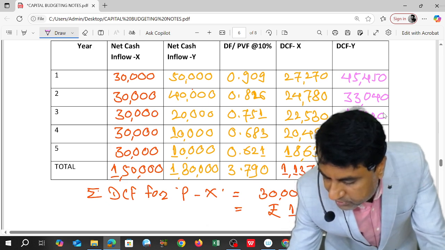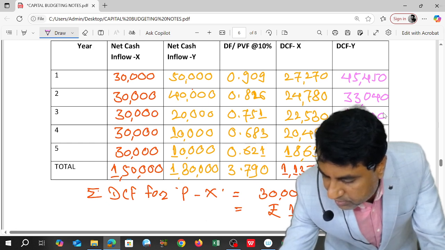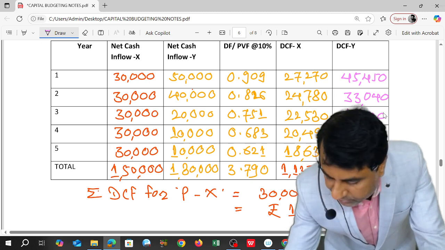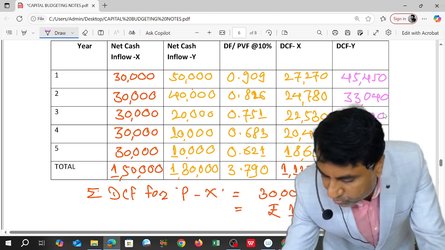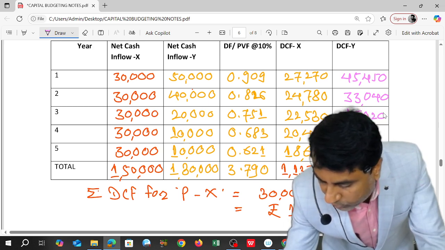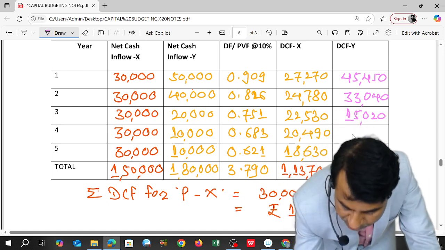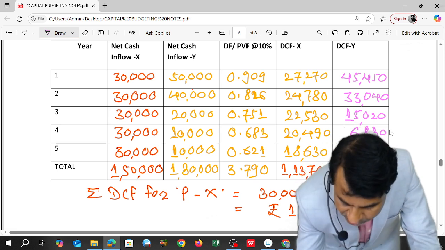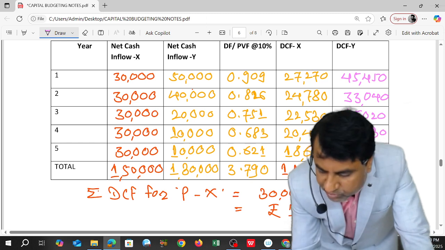Now it is 10,000, and the discounting factor is also changing. It is 0.683. So it is 10,000 into 0.683. That is the next calculation. 6830 is the fourth. And next to that, 10,000 into 0.621. So I can directly write down 6210. So this is done for project Y.